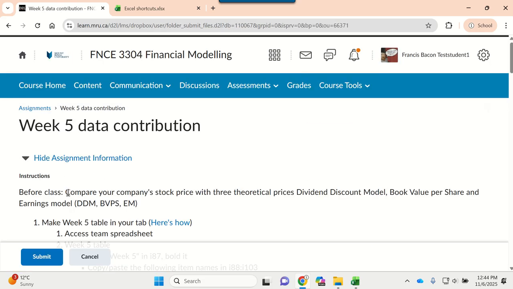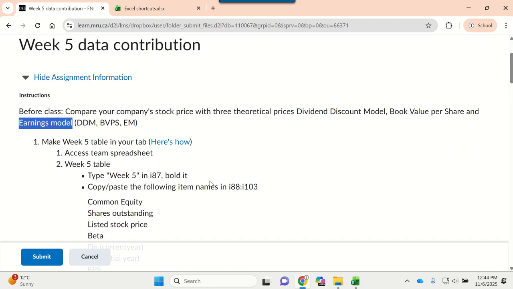In this class, we're going to compare your company's stock price with 3 theoretical prices: the dividend discount model, the book values per share, and the earnings model. That's abbreviated by dividend discount model DDM, book values per share BVPS, and then earnings model EM. And we're going to make a week 5 table.